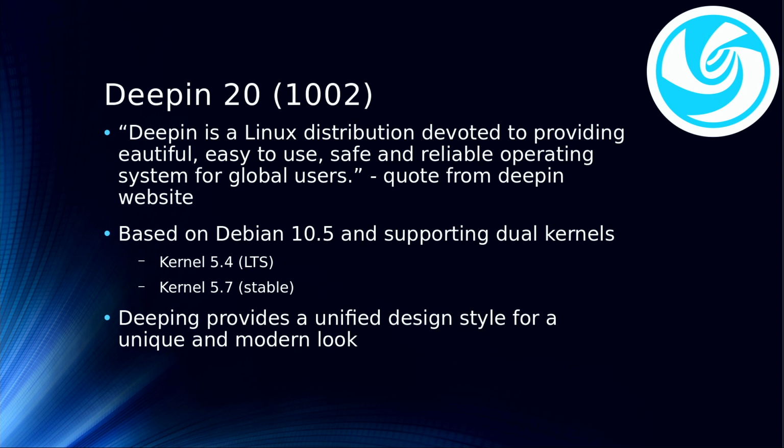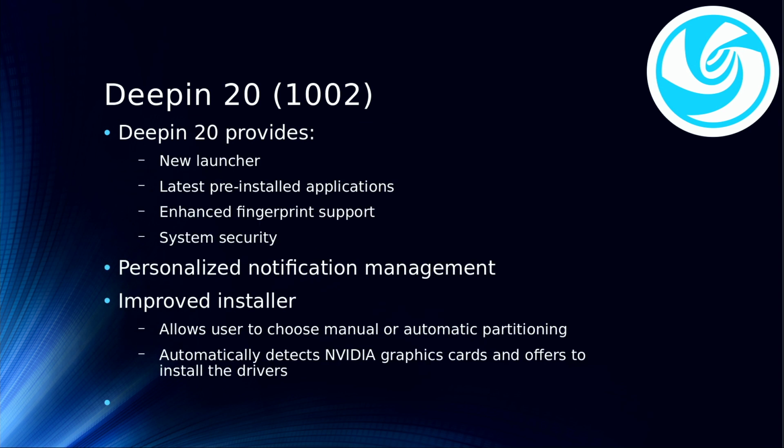Debian forming the core of that allows you to either use the LTS kernel or the most stable version of the kernel. But Deepin provides a unified design style for a unique and modern look, and it certainly is that, as you'll see today. But it provides a lot. I mean, if you go out to the website, there is a list that's a mile long of things that they've added and things that have been improved in Deepin 20.